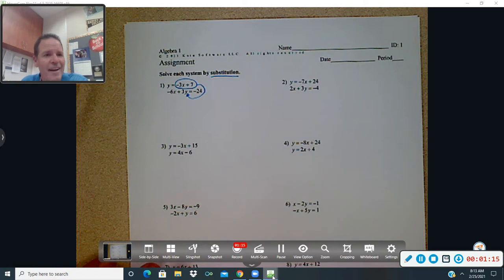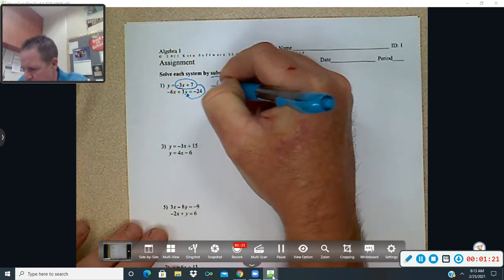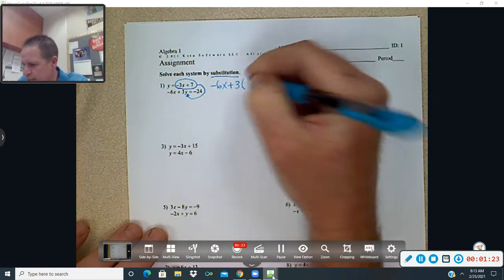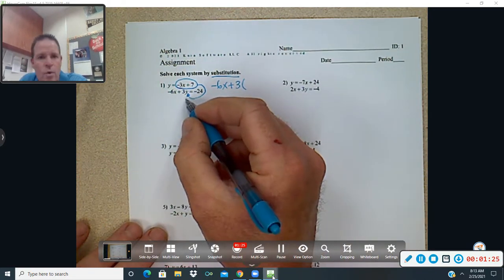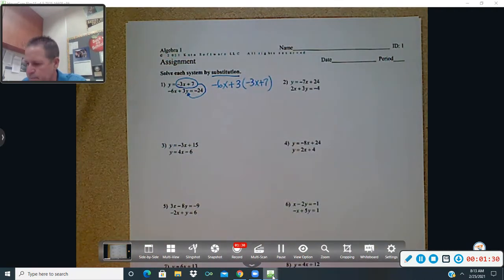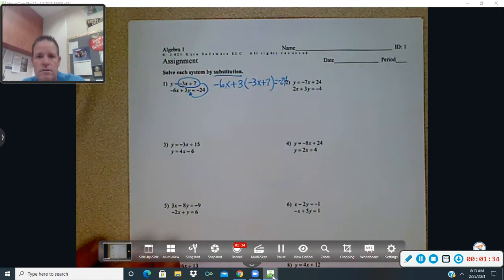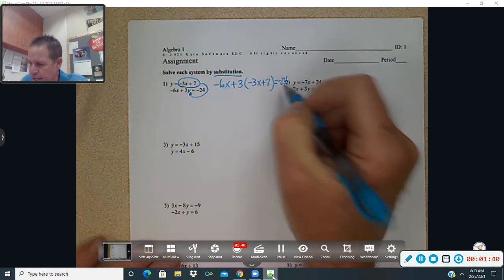Like, oh yeah, I remember doing this. Good. I'm glad you remember. All right, so we're going to plug it in. We're going to have negative 6x plus 3 times whatever y is. Now, what is y? y is negative 3x plus 7, and then that equals negative 24. Oh, I wrote a little too big there to make it fit. Oh well, I can still see it. Hopefully you can too. That's it, equals negative 24.